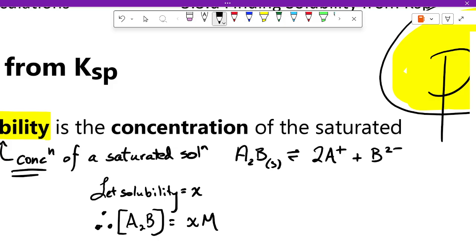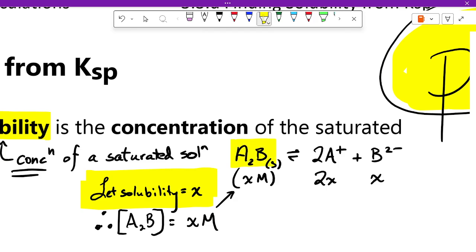All right, and you wouldn't have to put it in brackets here because you're just saying that's its concentration. So up here, you would say that this is X molar. Then what would the concentration of A be? It would be 2X, and B would be X. All right, and that's really all you need to do to solve these problems. You have to have that let statement. You need to have the C. You need to show the ion concentrations.